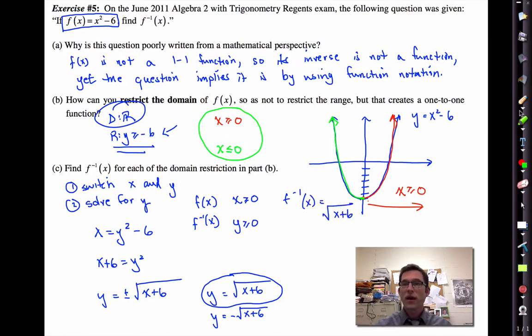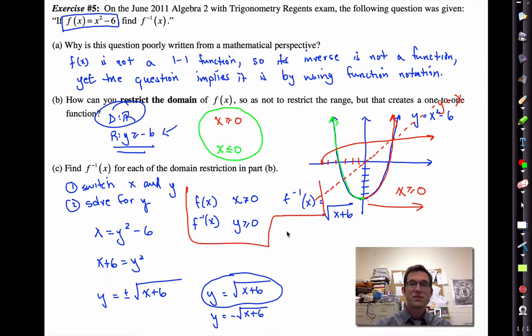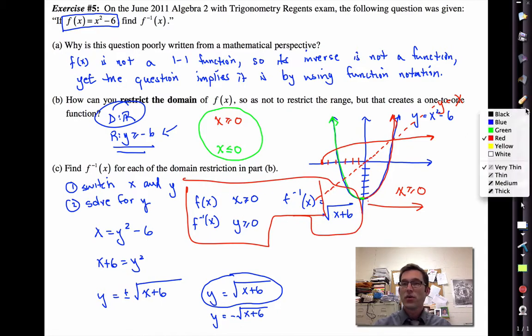By the way, graphically, take a look at it, right? Root x plus 6 is this, right? And if you remember, inverses are symmetric across the line y equals x. So here's one of them. Oops. Sorry about that. Let's go green.